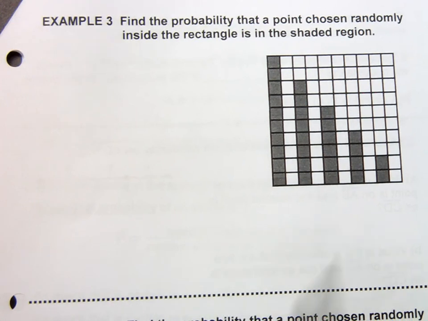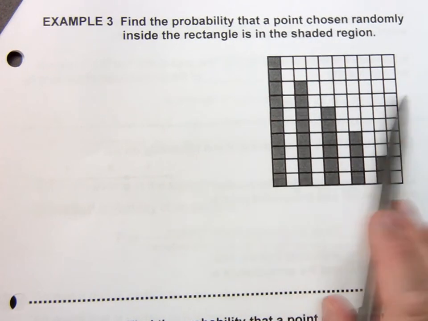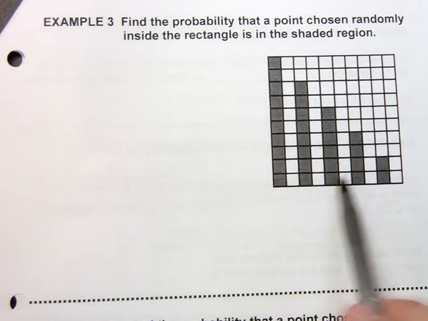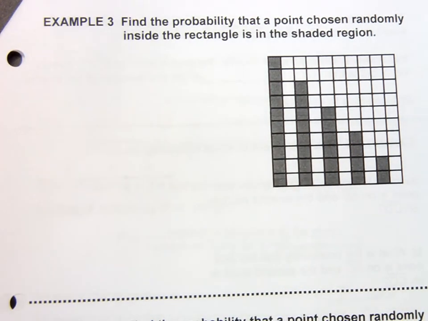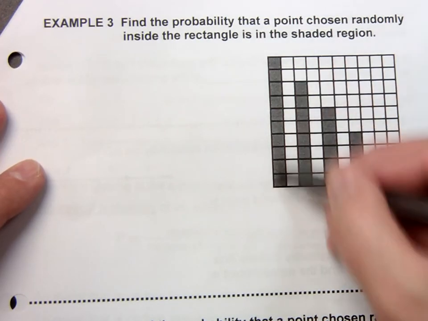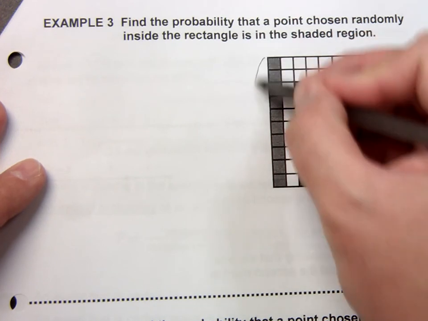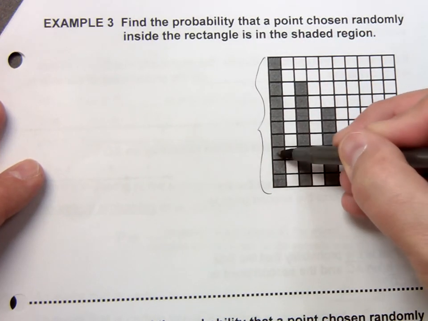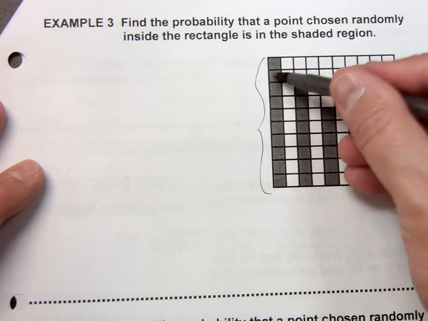One thing I could do is count how many squares there are, and then count how many shaded squares there are, and use those numbers for my probability. But we have learned that there are some formulas we can use. So for this, I want to do length times width, so I'm just going to count how far the length and width are. So 1, 2, 3, 4, 5, 6, 7, 8, 9, 10.